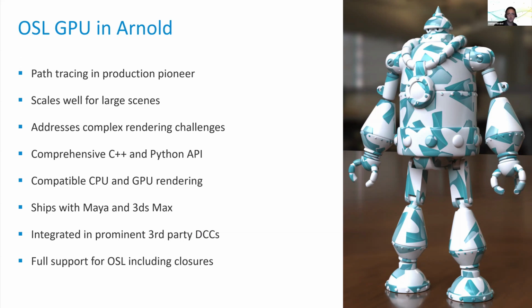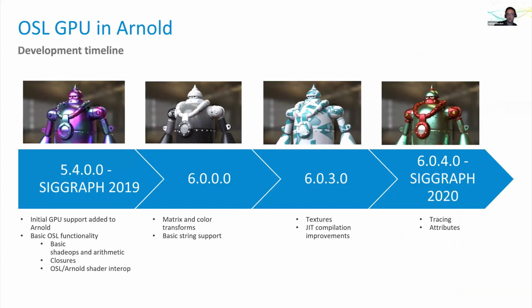And we released Arnold with GPU support and OSL GPU support last year at SIGGRAPH. At first, it was with very basic OSL functionality. And we've been building up on top of what we had, adding support for more and more OSL features, until last month when we released Arnold 6.0.4 with ray tracing in OSL and attribute queries.